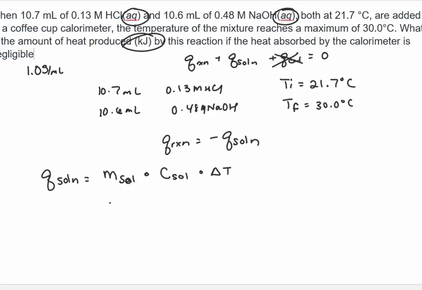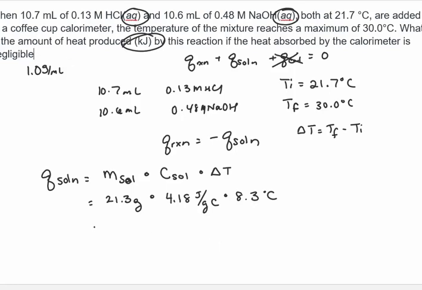So if I add together my milliliters, then I have the mass of the solution. Adding those together, I get 21.3 grams of my solution. The heat capacity of the solution is 4.18 joules per gram Celsius, and that you need to memorize. Then we have our delta T. Delta T is going to be T final minus T initial. So 30.0 minus 21.7, I get 8.3 degrees Celsius.